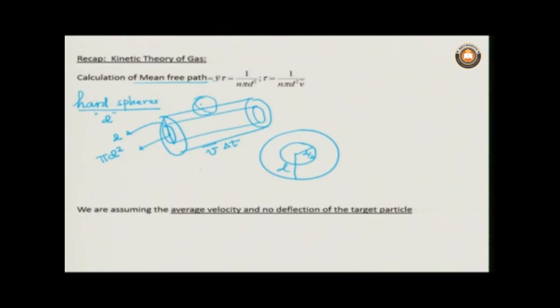Using this, we could calculate the total number of collisions in time delta t. Total number of collisions, we found out that it is n pi d square delta t. This is total number of collisions over a time delta t. From that, one can easily find out what is the time between two successive collisions and hence the mean free path, which has this form 1 by n pi d square.